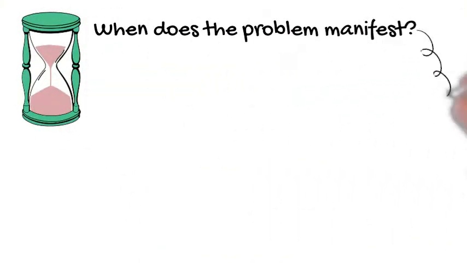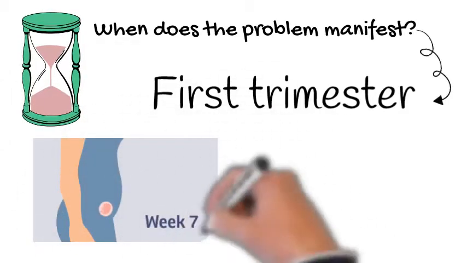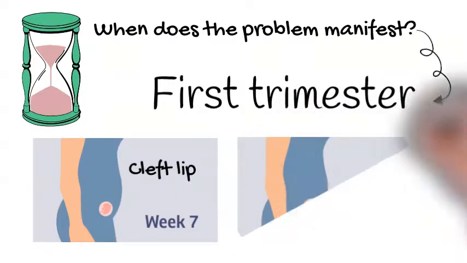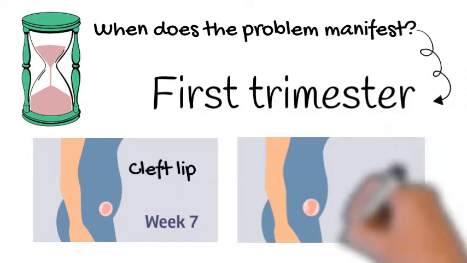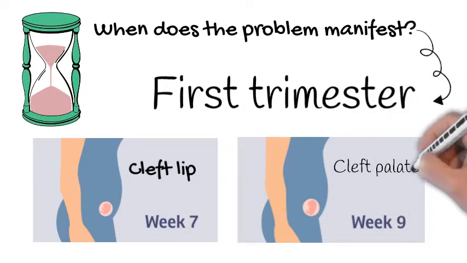Or it may be complete, and it reaches all the way to the alveolar ridge, and it can be unilateral or bilateral. The fetus's lip forms between weeks 4 and 7 of the pregnancy, while the palate forms between weeks 6 and 9. Any problem in these periods leads to a cleft lip, or a cleft palate, or both.